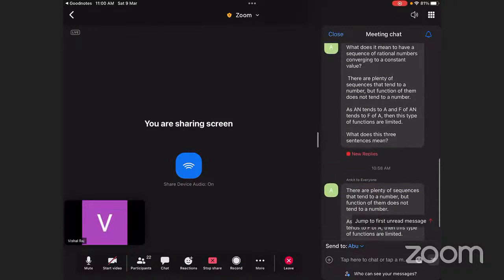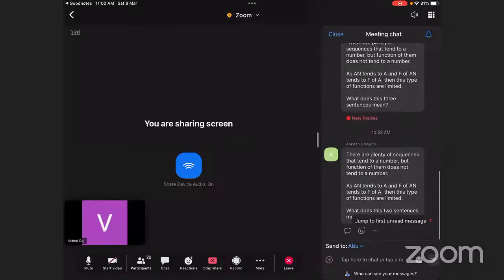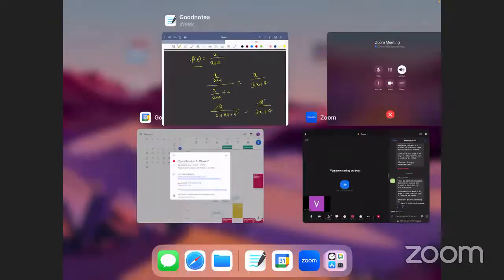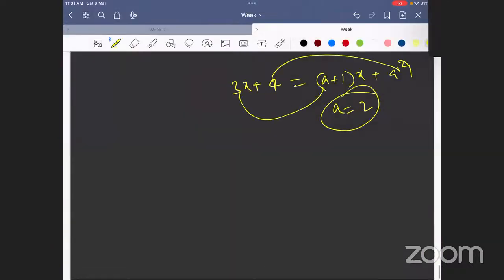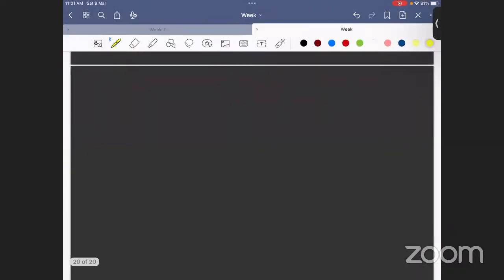I didn't get what has been written here. Statement one was saying that there are plenty of sequences that tend to a number, but a function of them does not tend to a number. This was one statement made in the lecture video. The other was, if as a_n tends to a and f of a_n tends to f of a, then this type of function means that this is not true for all kinds of functions. As a_n tends to a, it is not necessary that f of a_n will also tend to f of a.